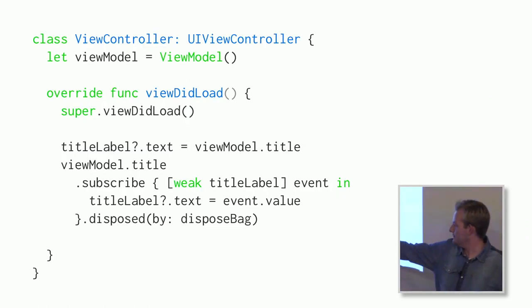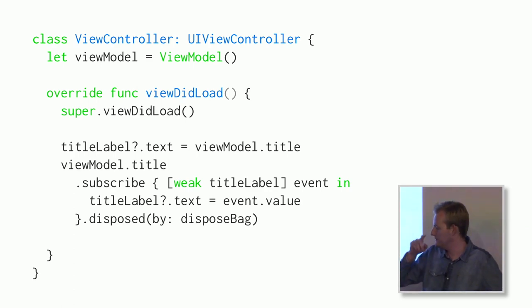This is another example where the title from the view model is set to the current. The text of the label is set to the current title. And when the title changes, the text of the label gets updated. This is a very common pattern that you see a lot, where you set the initial state and then wait for changes and update a thing.